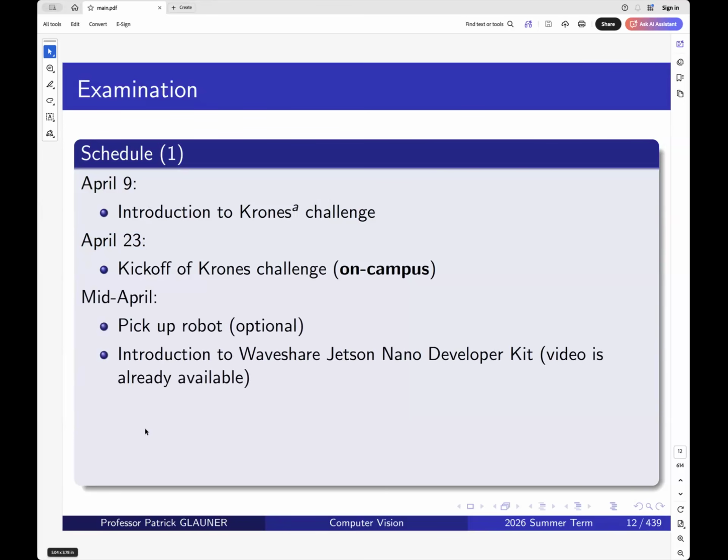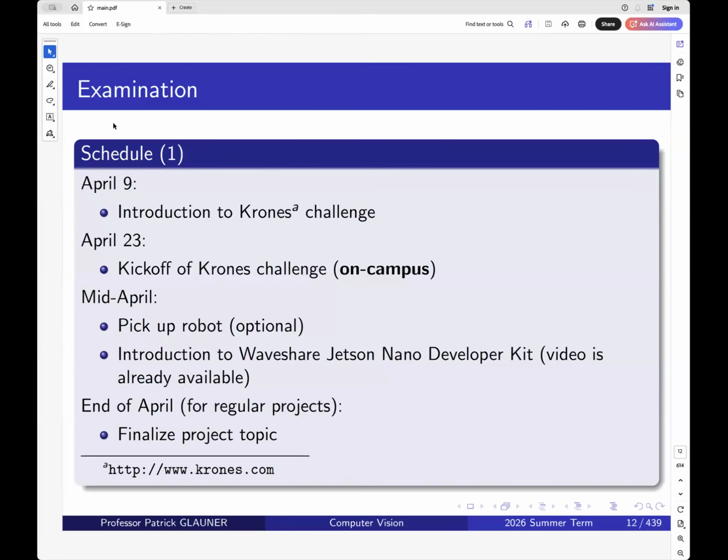If you don't want to do the Kronos challenge, you can do any other computer vision project. Also, I'll provide more information about this in April. Some of you may want to do this robot vision project, you can pick this robot on April the 10th, as I have announced in the iLearn course in the news. And end of April, we will finalize the project topics. I will also inform you about the dates then.